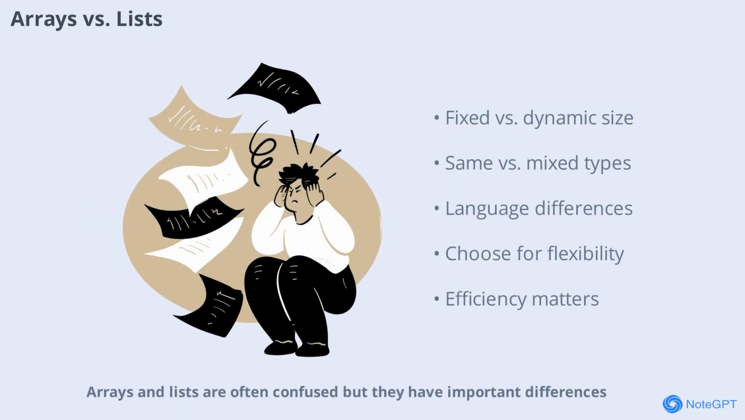Arrays and lists are often confused, but they have important differences. Arrays have a fixed size and require all elements to be of the same type. Lists, on the other hand, can grow or shrink and may allow different types of elements depending on the language. Understanding when to use each structure is key to writing efficient and maintainable code.